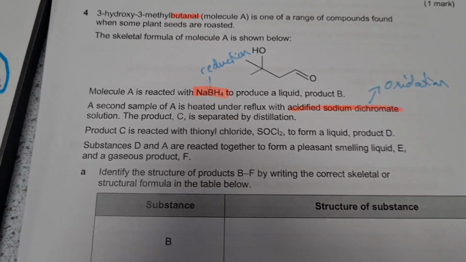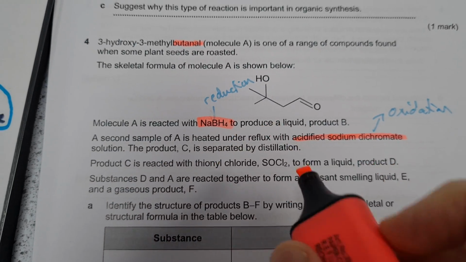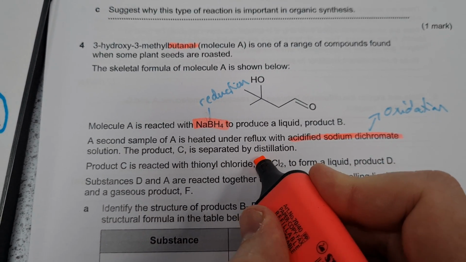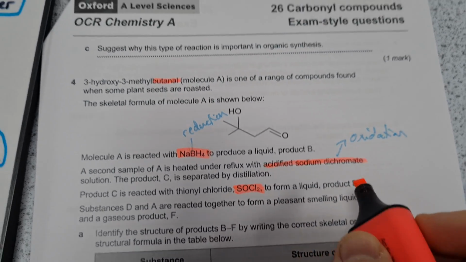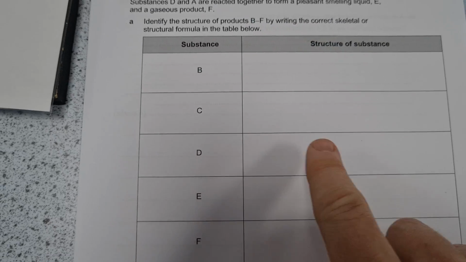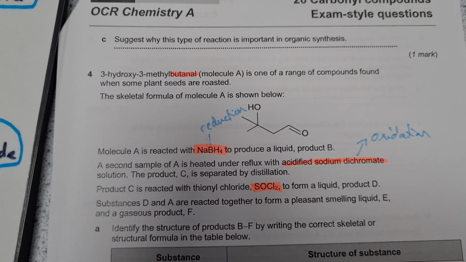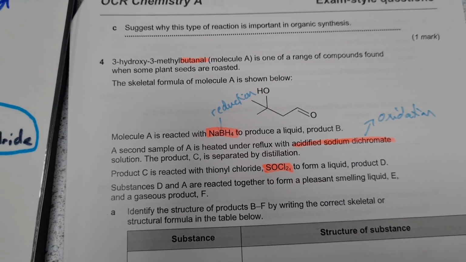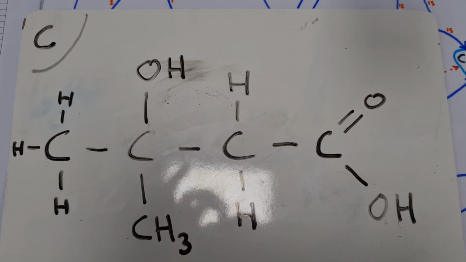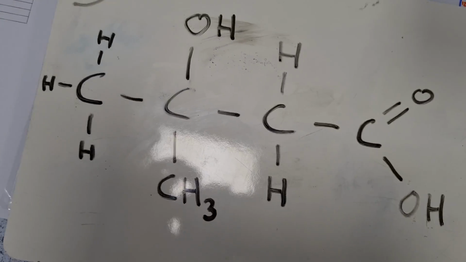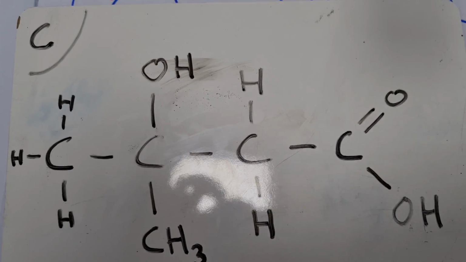Okay, so if we move on to the next part of the question, it says product C is reacted with thionyl chloride to form liquid, which is product D, and it wants us to draw product D. So again, I have to come back to my pathways and my knowledge of my pathways, and I need to get molecule C. And I need to think what would happen if we exposed this to thionyl chloride. And if you remember in lessons, I called it SOCl2.